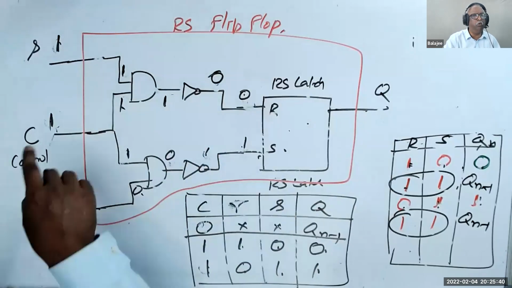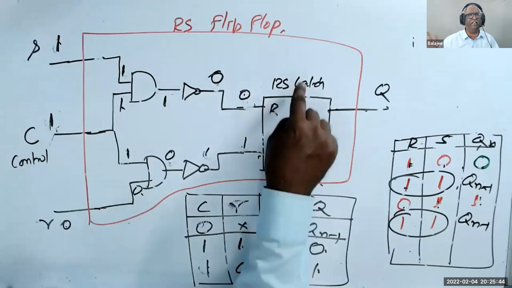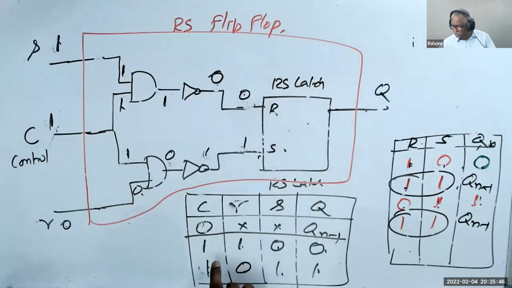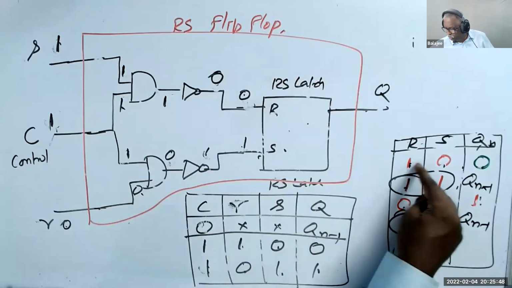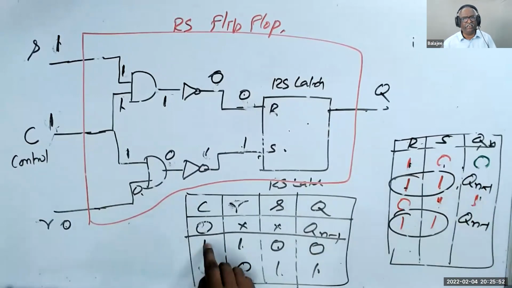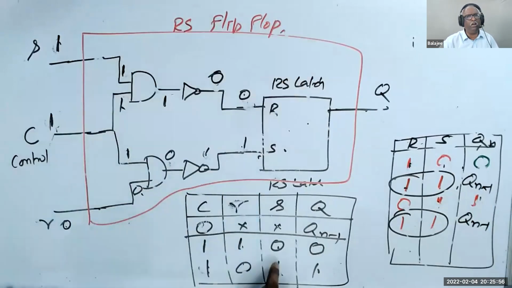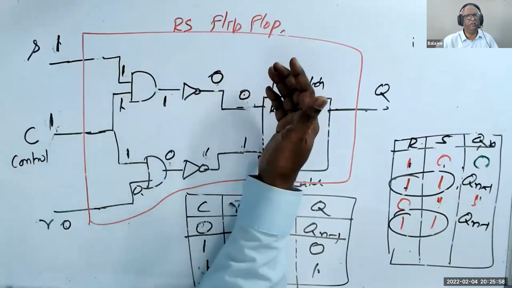When there is a control input, we call it a flip-flop. When there is no control input, we call it an RS latch. Both are the same. See, 1, 0 is 0. 0, 1 is 1. And when there's a control input, that is called RS flip-flop. When there is no control input, that is called RS latch.